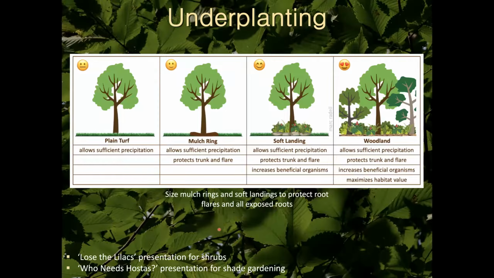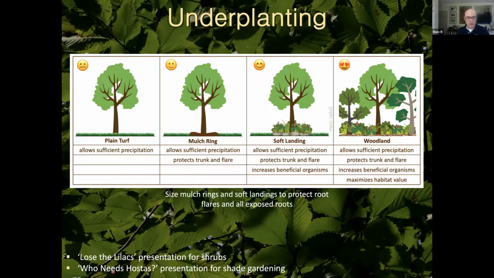Underplanting, I'm a big one for underplanting. You may be hearing about soft landings. At a minimum, mulching's better than nothing, because at least it protects the tree from weed whackers, helps keep moisture in the soil, and protects the trunk and the flare. But with soft landings, at least you're planting as far as the mulch ring with native plants, understory plants, and that helps increase the beneficial organisms. And of course, it's always best to actually do a real woodland, with species that are suitable for that.